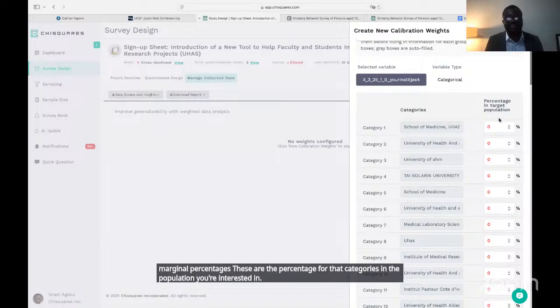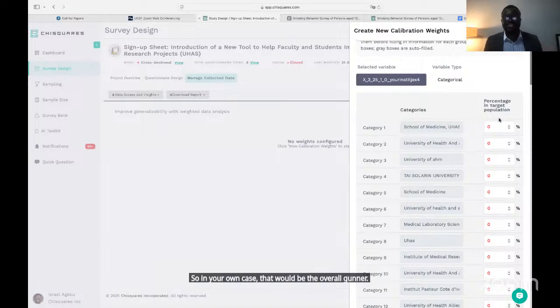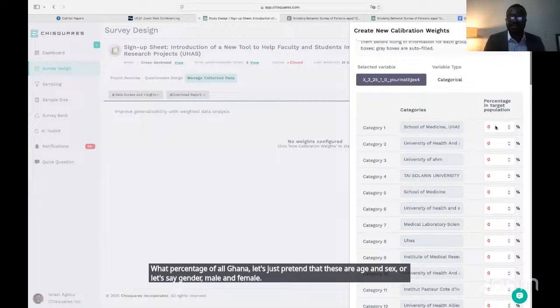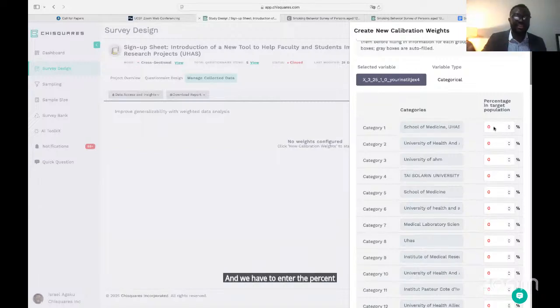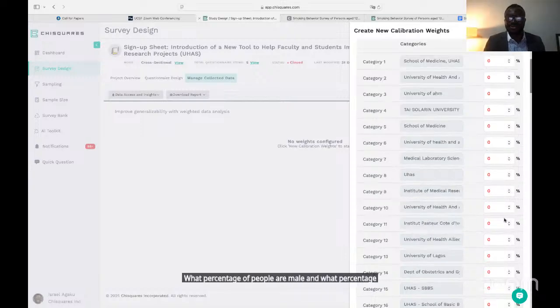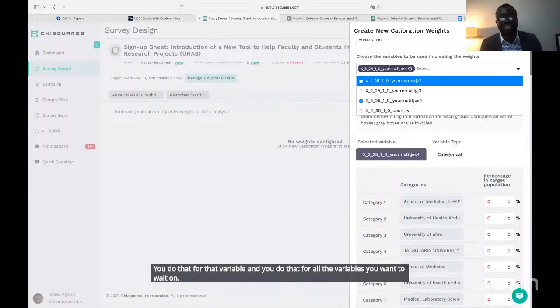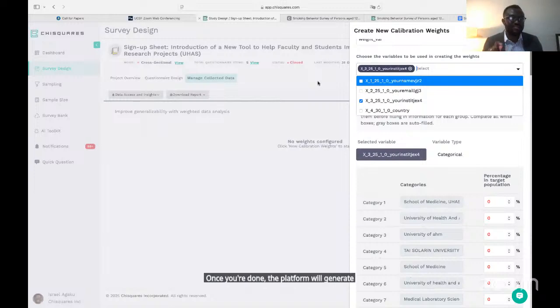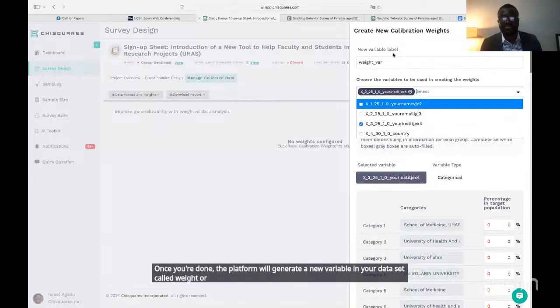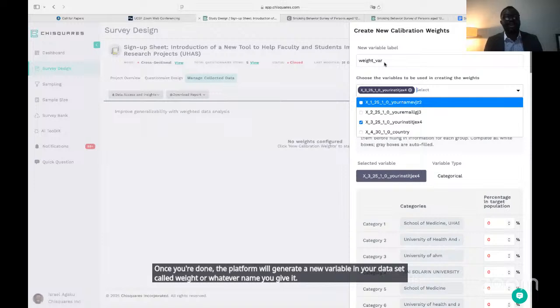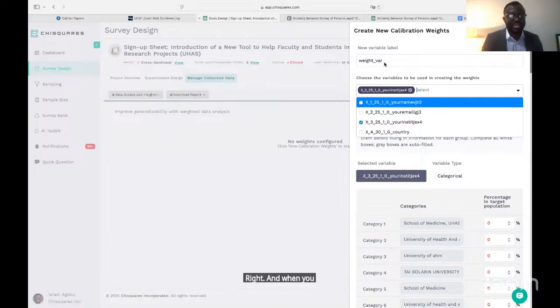So in your own case, that would be the overall Ghana. What percentage of all Ghana? Let's just pretend that these are age and sex, or let's say gender, male and female. And we have to enter the percentages. In all of Ghana, what percentage of people are male and what percentage are female? You do that for that variable, and you do that for all the variables you want to weight on. Once you're done, the platform will generate a new variable in your data set called weight, or whatever name you give it, right? And when you now weight your data, it will give you representative results.